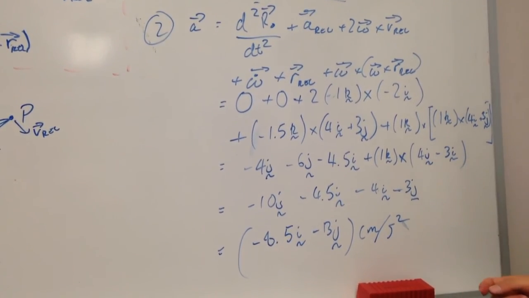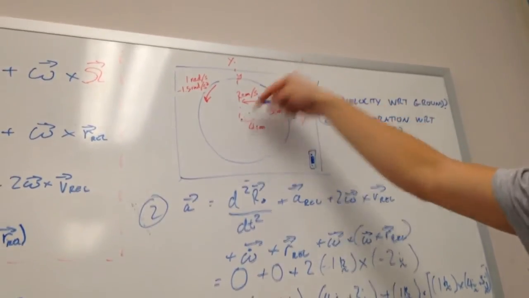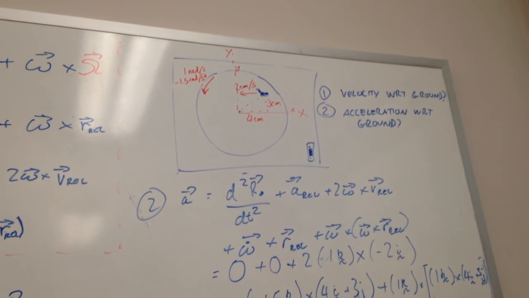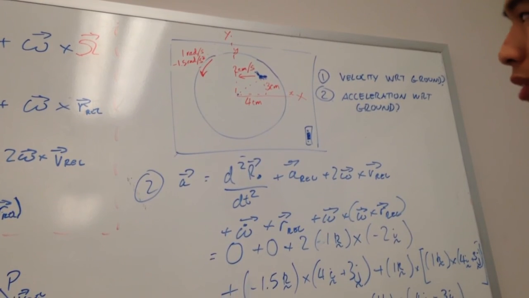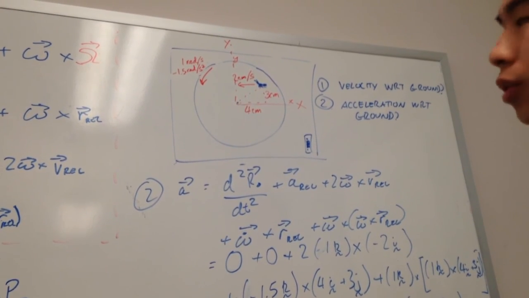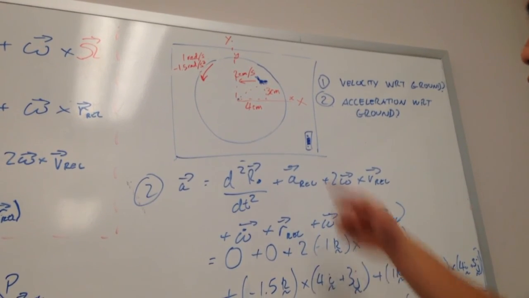So what our answer is telling us is that it's accelerating this way, so in the -i and the -j direction, which makes sense because it's on a turntable which is spinning, so it's expected to undergo some sort of centripetal acceleration towards the center.